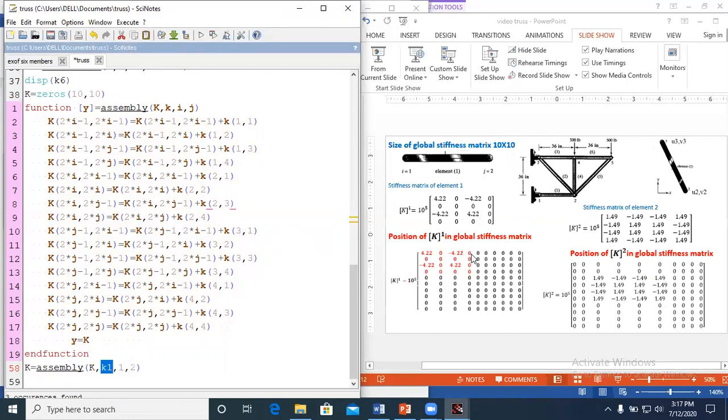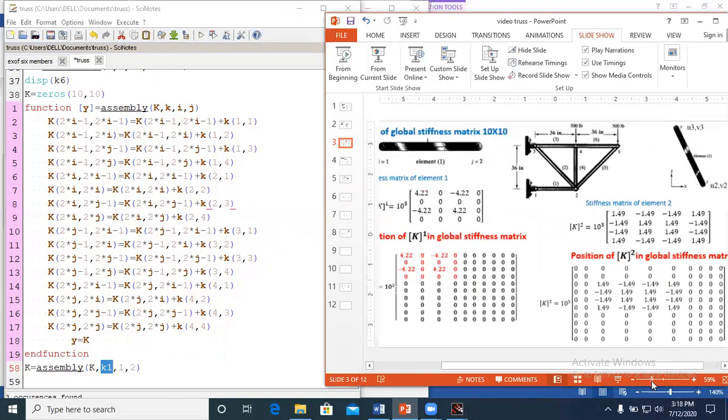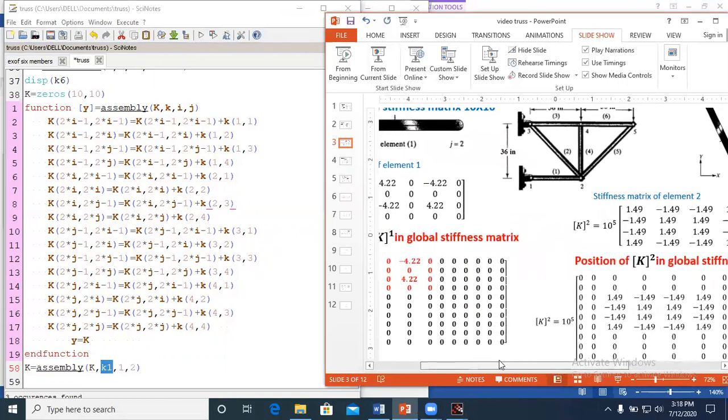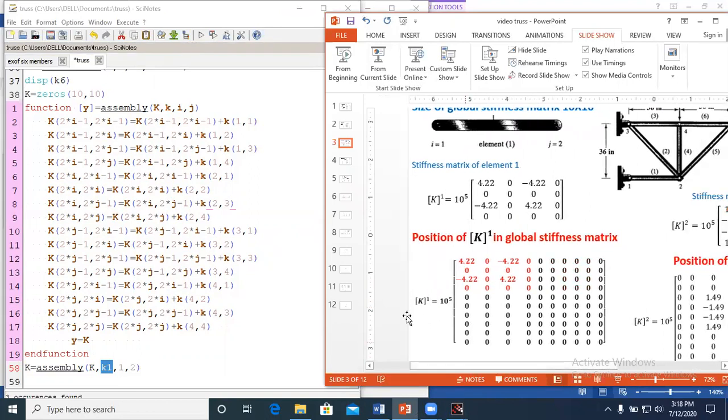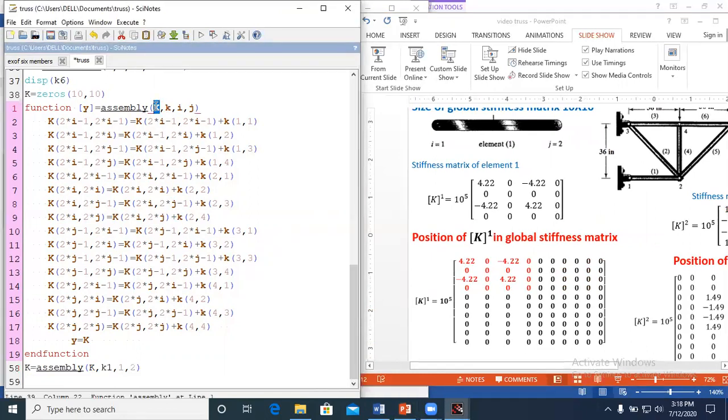You consider this matrix. I will zoom in on this stiffness matrix. Now see here, this K is the matrix of zeros having size 10 by 10. This k is the matrix k1, that is 4.22, minus 4.22, 0, 0, 0, 0, 0, minus 4.22 and all the terms. Next, i is equal to 1 and j is equal to 2 because this is connected to node number 1 and 2.